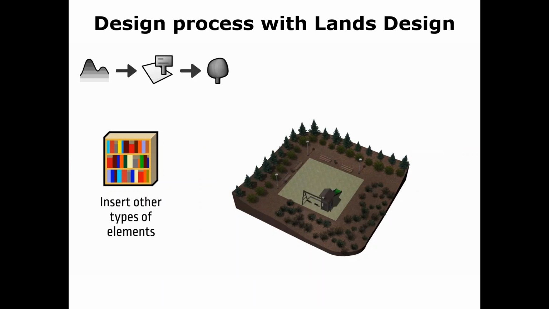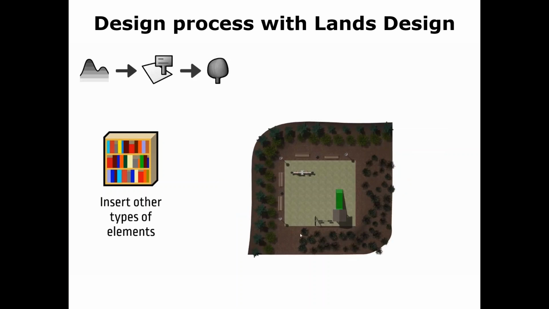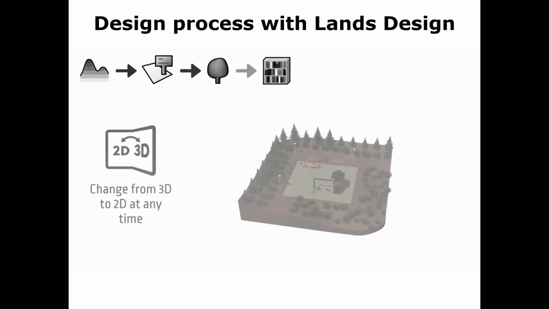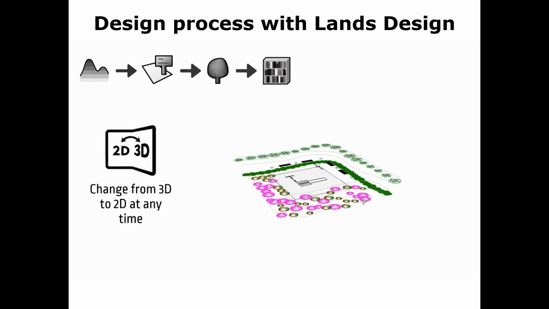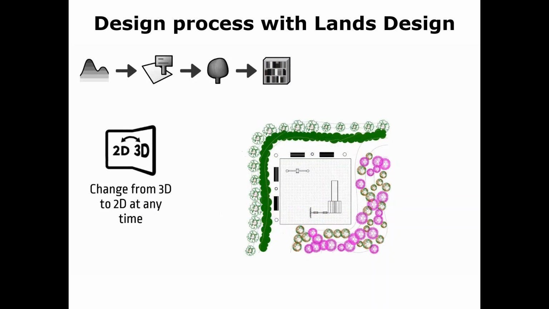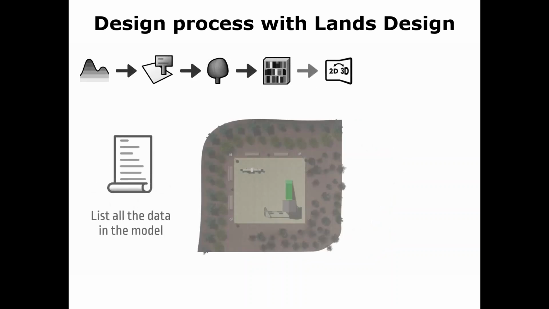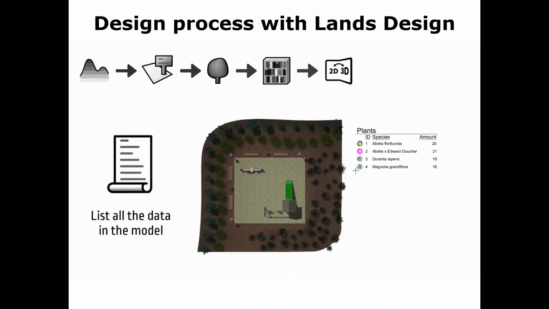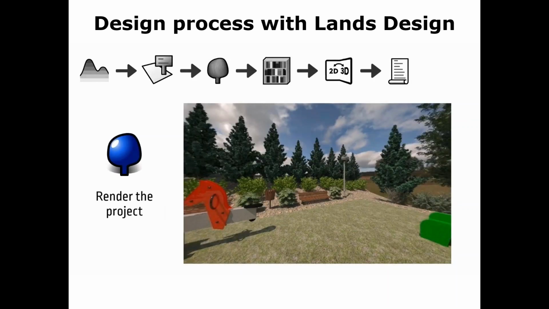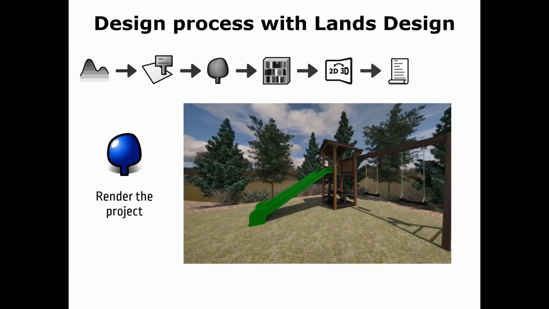Then there's also a nice tool inside the program that lets you shift from 3D to 2D at any moment of the project just by one click. So you can modify the project in a 2D environment or in 3D as you wish. Then you will have the list of plants, materials, irrigation tools, earth moving operations, etc. They are calculated automatically, and finally you render the project.